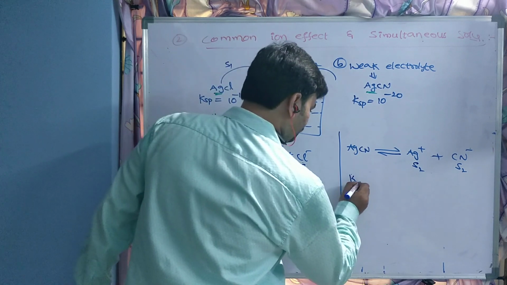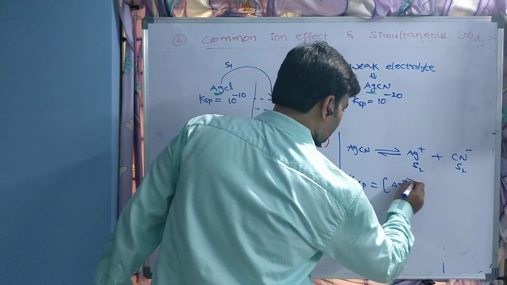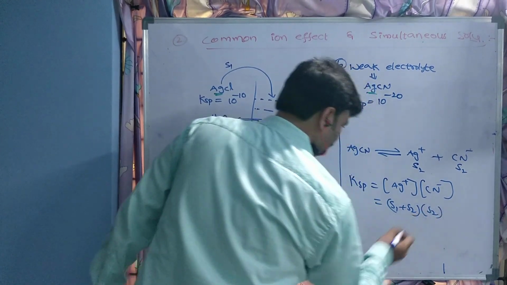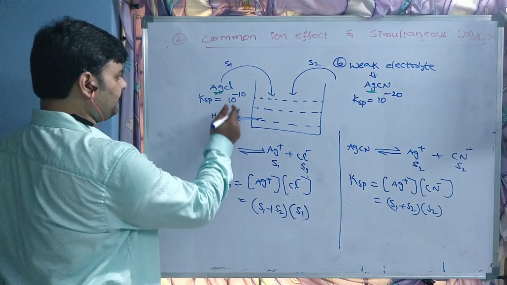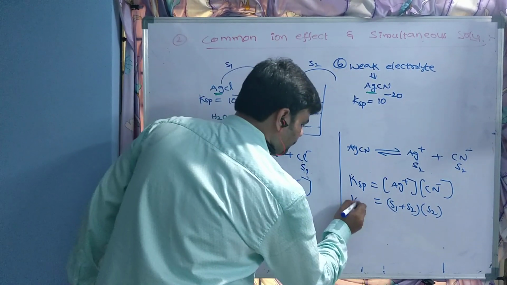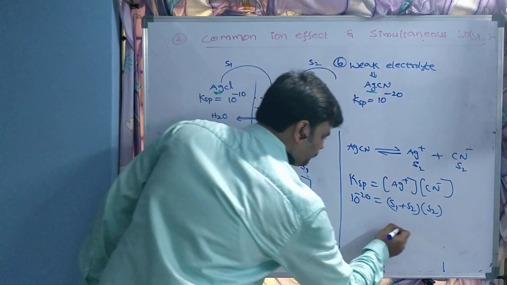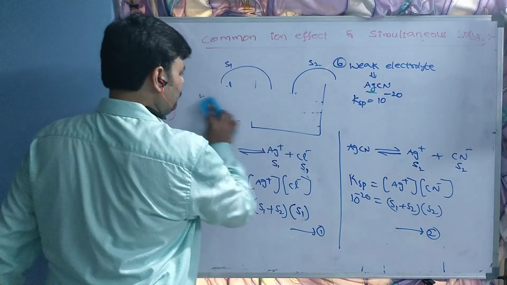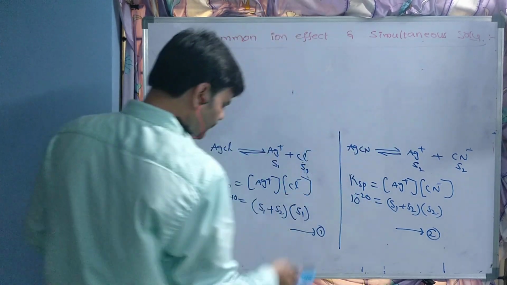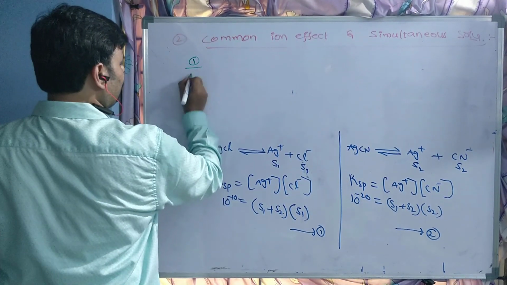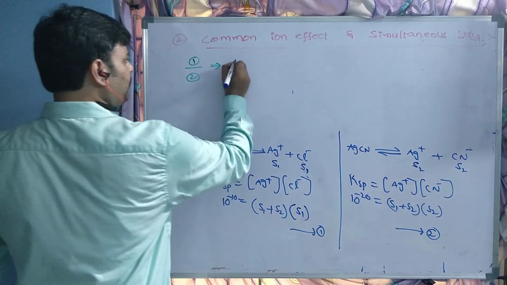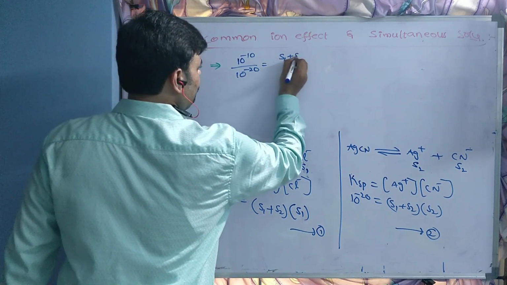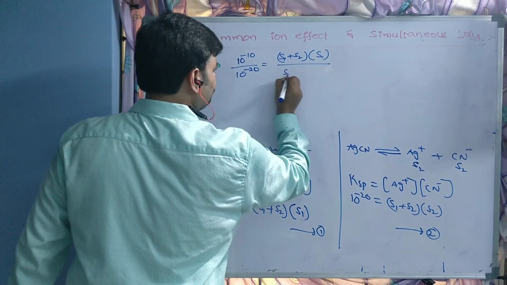Similarly here, Ksp is equal to the concentration of Ag plus times the concentration of the anion, which is S1 plus S2 times S2. Here the value is 10 power minus 10 and here it is 10 power minus 20. Consider this as equation 1 and this as equation 2. Now take the ratio 1 divided by 2: 10 power minus 10 divided by 10 power minus 20 is equal to (S1 plus S2) times S1 divided by (S1 plus S2) times S2.